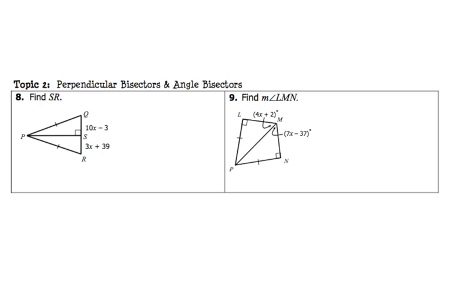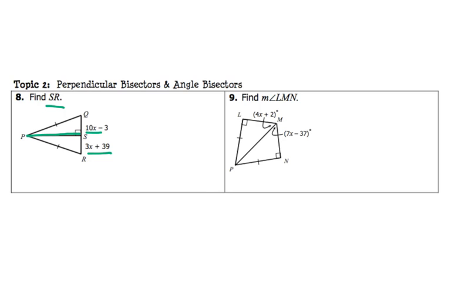Alright, you guys, welcome back. Let's see how you did. So these are perpendicular bisectors and angle bisectors. So here is our perpendicular bisector, which means these two are equal to each other. So we want to set them equal to each other, and we're going to find SR.